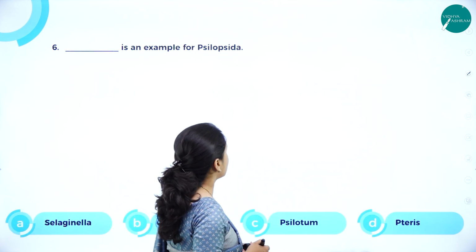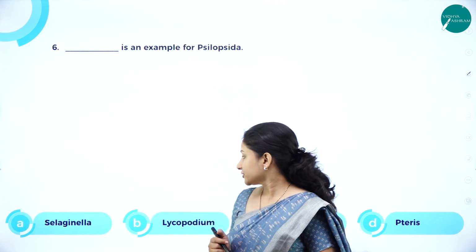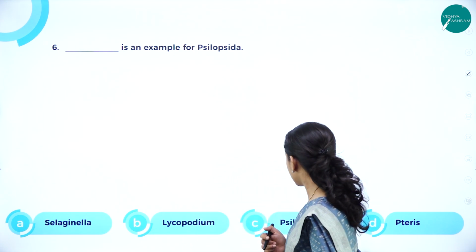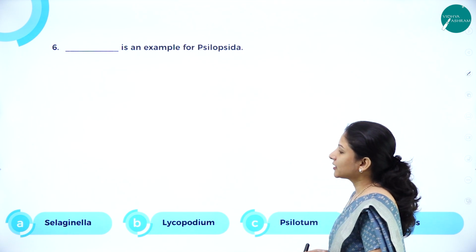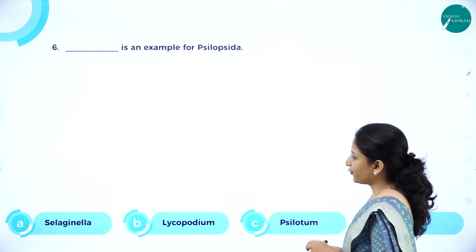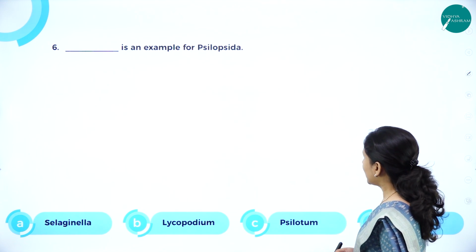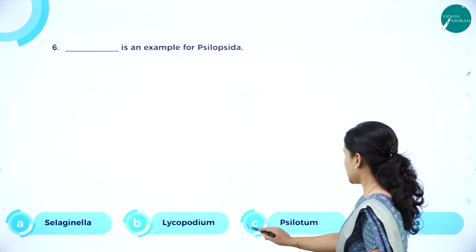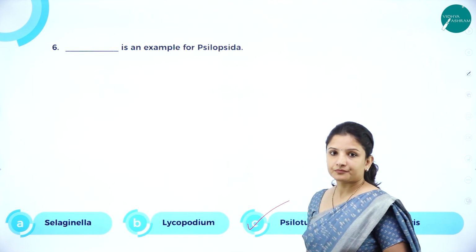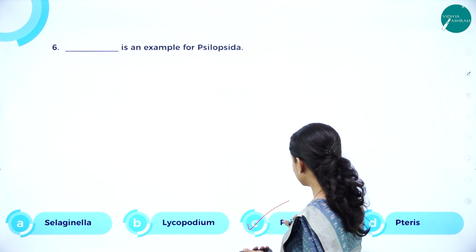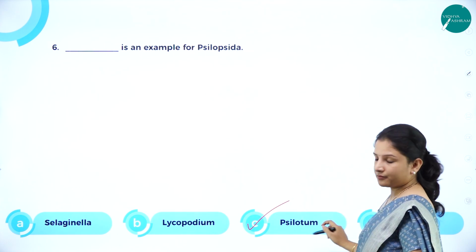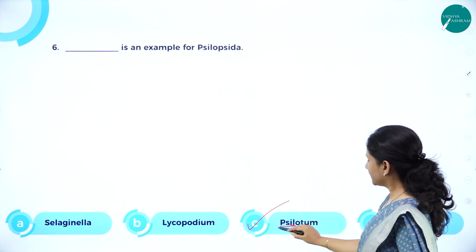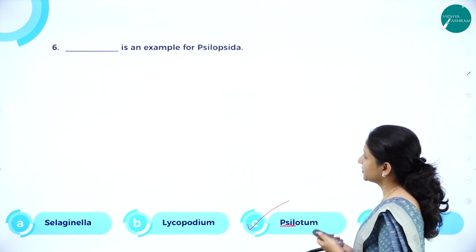Next, dash is an example of Psilopsida. So, Psilopsida, is it Selaginella, Lycopodium, Psilotum, Pteris? No, Selaginella comes under Lycopsida, Lycopodium comes under Lycopsida, Psilotum comes under Psilopsida, Pteris comes under Pteropsida. So, therefore, the answer here is Psilotum. Easy to remember. Psilopsida, Psilotum, right? Half of this only, the answer is there. So, Psilotum is the answer.